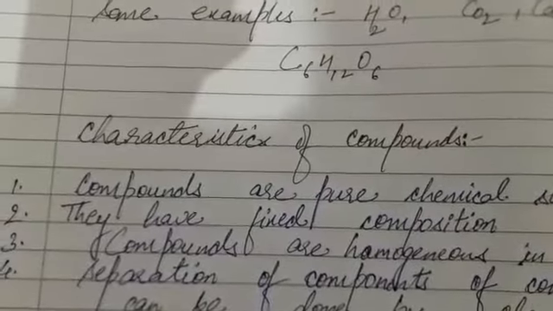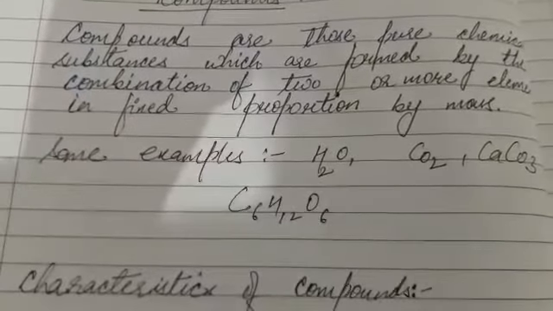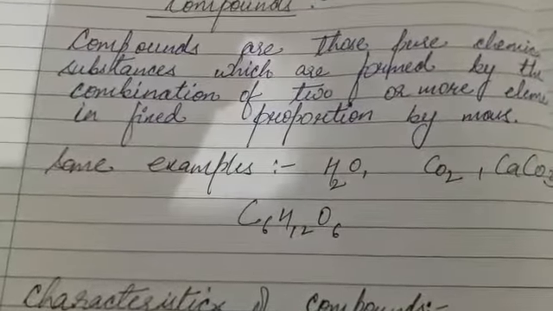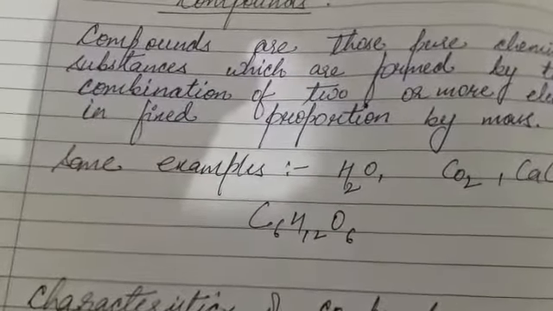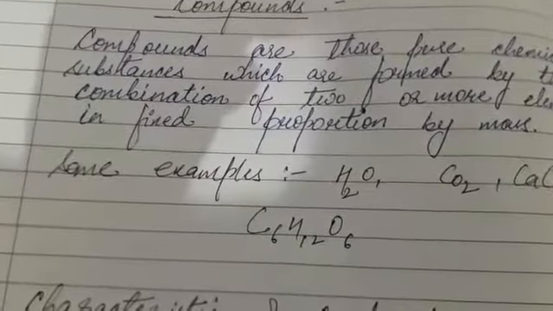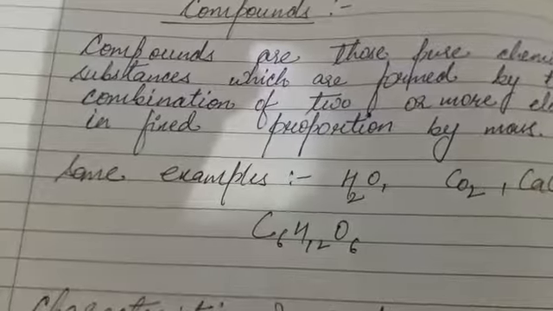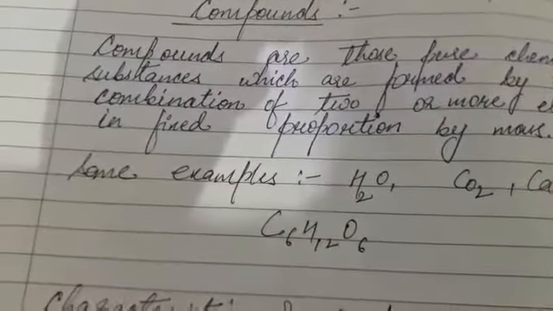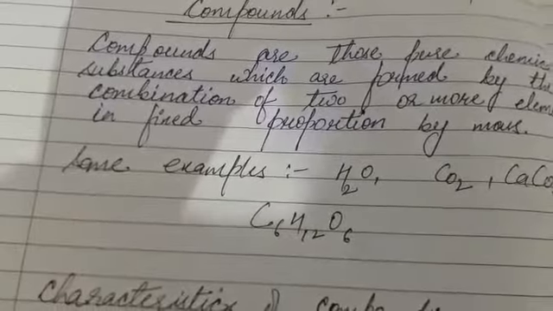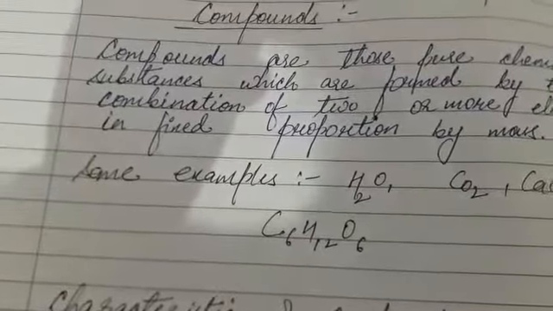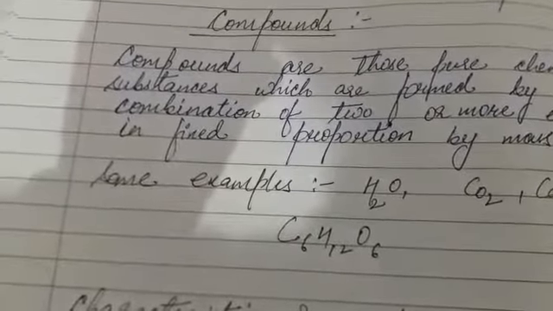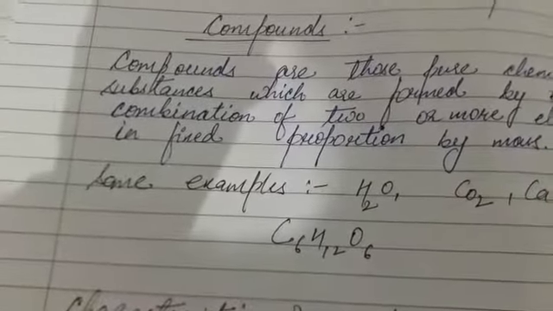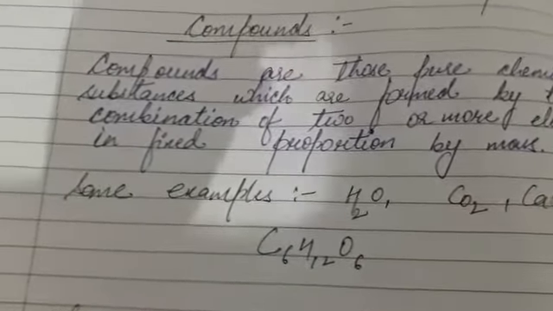The properties of compounds are different from the properties of the constituent elements. As we know, hydrogen burns and oxygen supports burning. But in water, these properties are not shown. Rather, water extinguishes fire. So the properties of hydrogen and oxygen separately are completely different when these two elements get bonded with each other to form the compound water.